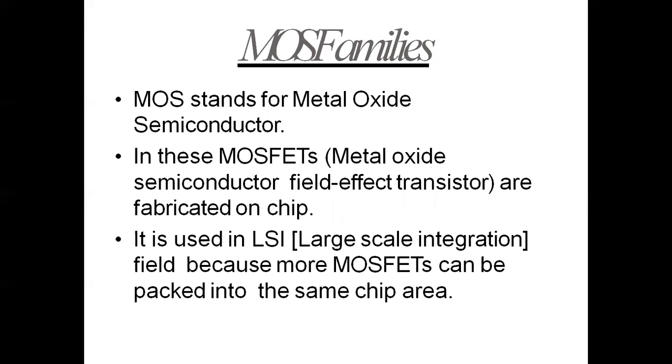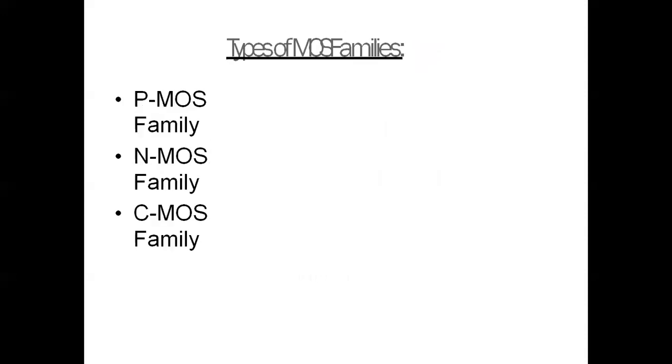Next, that is the MOS family. In this, it is called MOSFET, metal oxide semiconductor field effect transistor. This is also fabricated over the chip. It is used in LSI. These are the types of MOS families: PMOS, that is P channel MOSFET, NMOS, N channel MOSFET, and CMOS, complementary MOSFET.